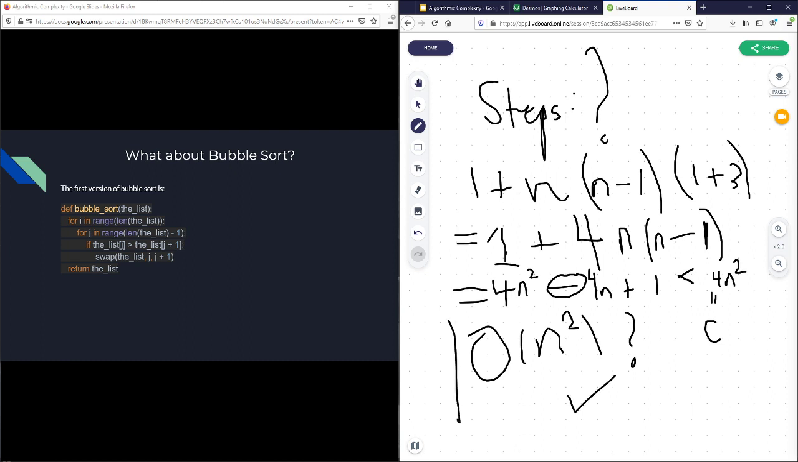So the nice thing about this is, in real life, you're not going to count the number of steps in your algorithm. What you're going to do is basically look at this and say there's a for loop that runs n times, and inside of that is another for loop that runs about n times. And so overall, that's going to be an n squared algorithm.